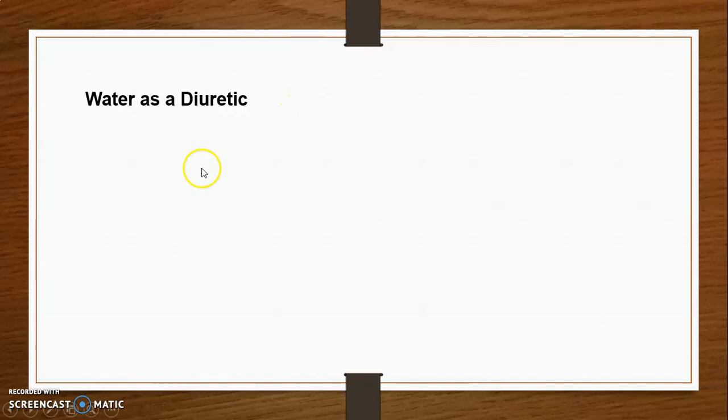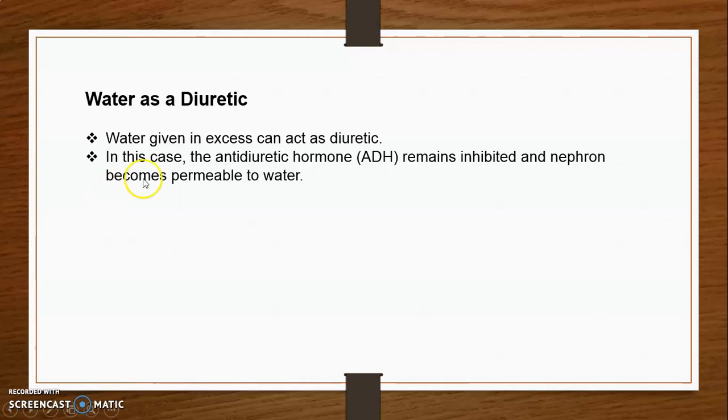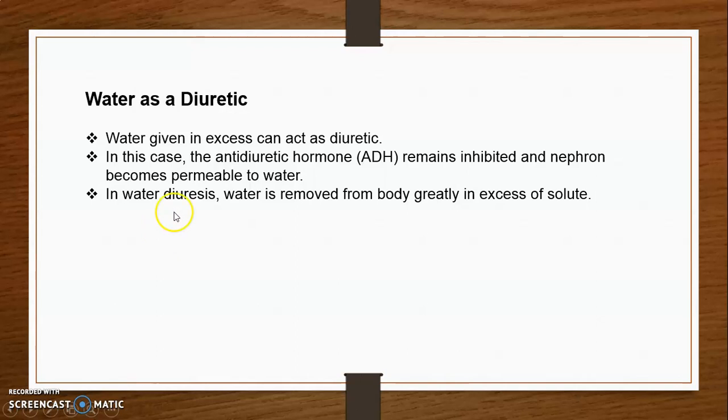First of all, we see the water is used as a diuretic. Water, if given in excess, acts as a diuretic. In this case, antidiuretic hormone, that is ADH, remains inhibited and nephron becomes permeable to the water. In the water diuresis, water is removed from the body greatly in excess of the solute.